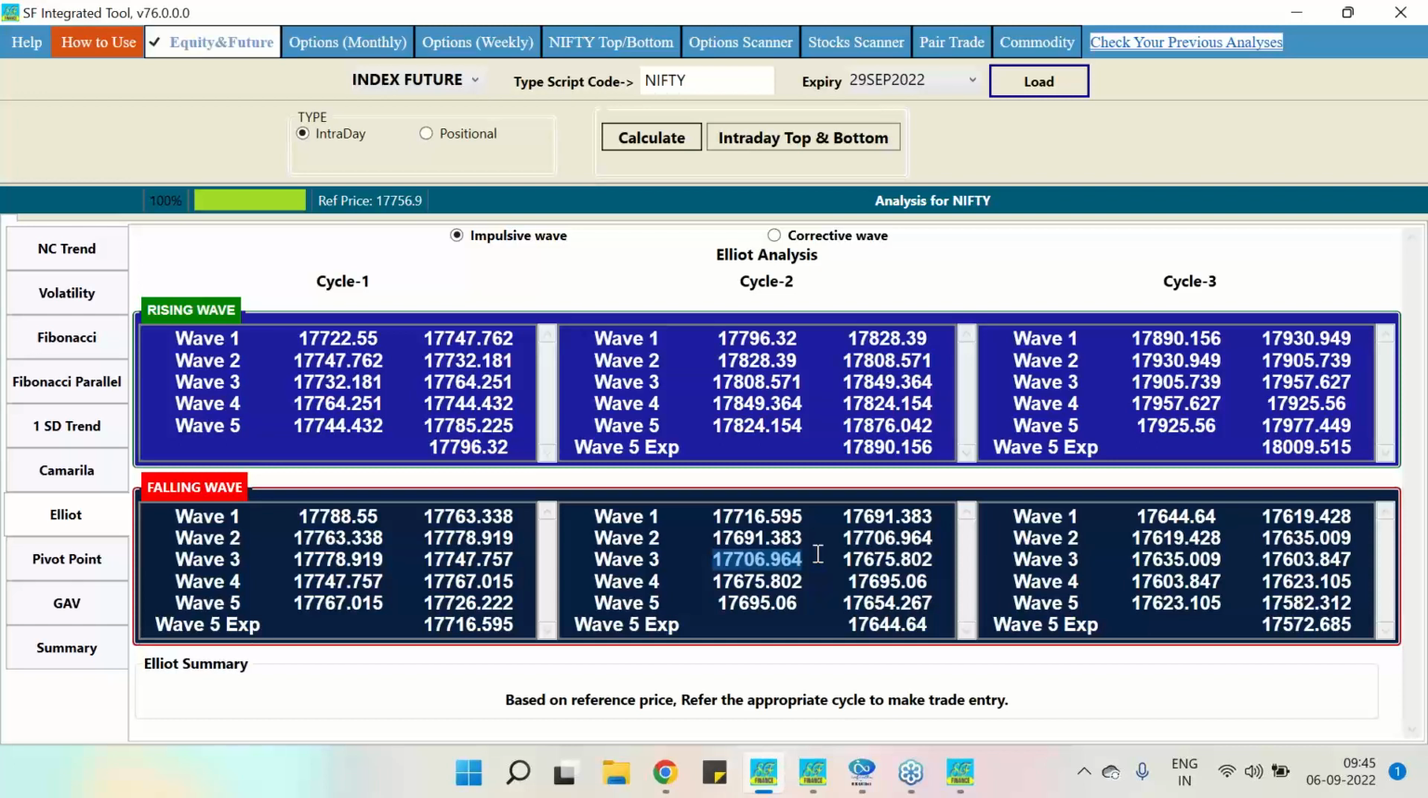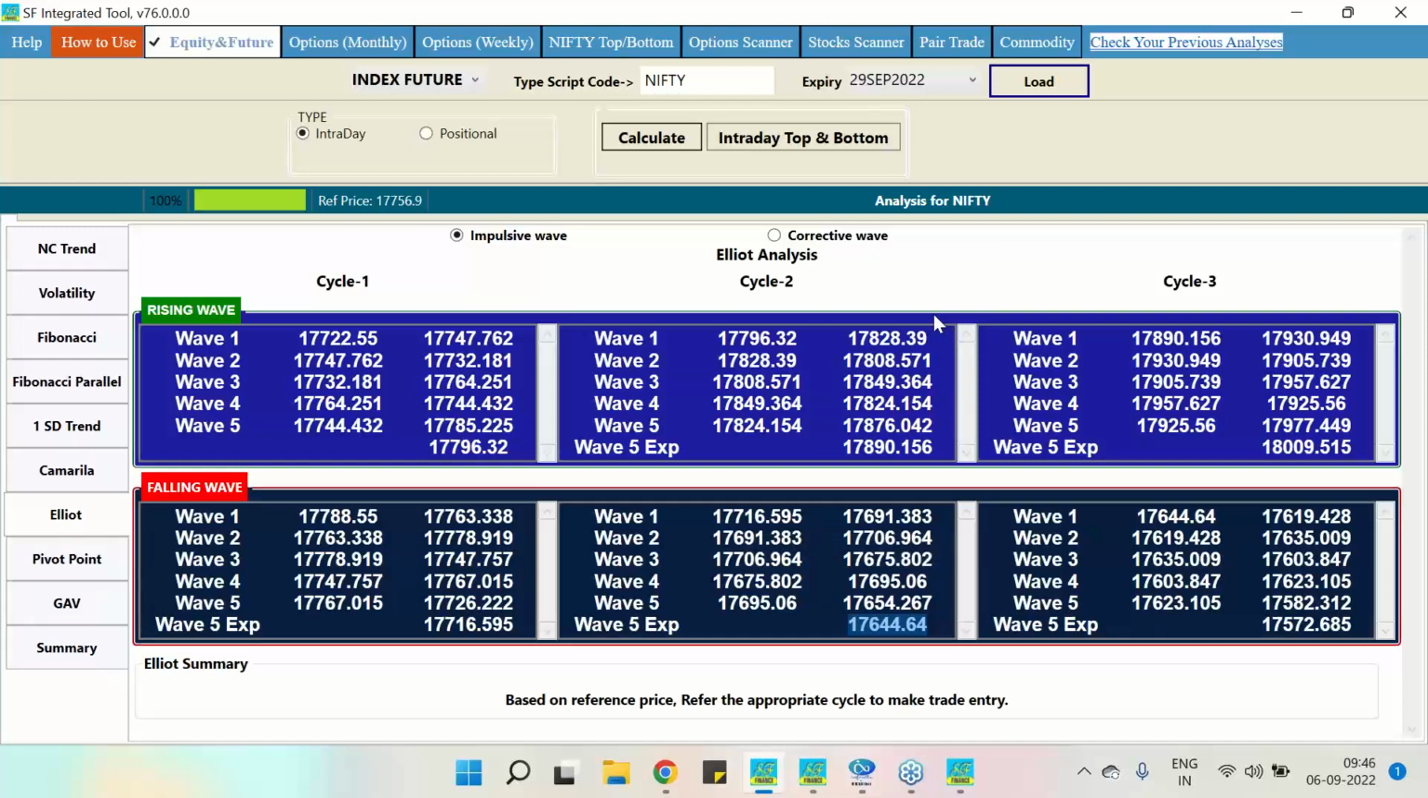Now it is a corrective impulsive, falling impulsive pattern. Once it has broken 17,706, it has fallen into cycle 2 of the falling impulsive pattern. In this phase, it can go till 17,654. If the wave 5 expansion happens, it can go to 17,644 also. So these are the levels. Have a view here.